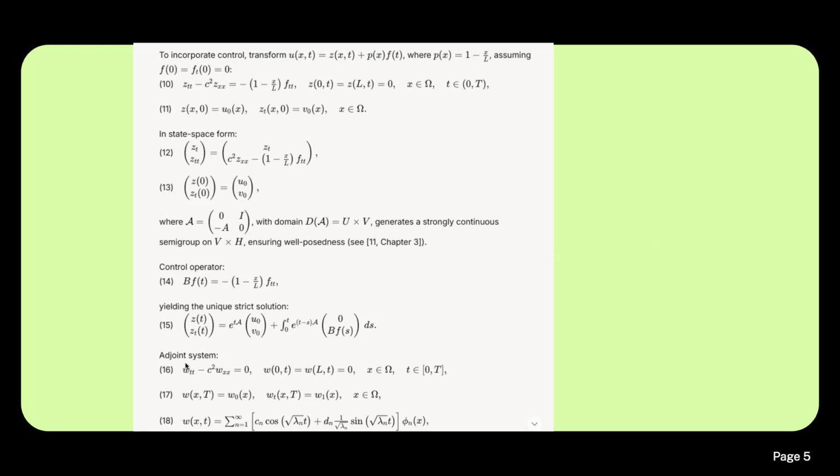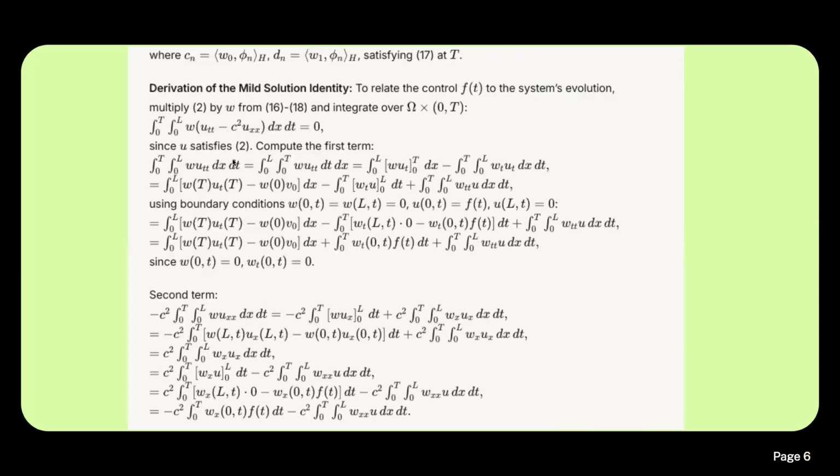Then we use the adjoint system, w_tt minus c squared w_xx equals 0, without the control part on it. And w(x,t) is the solution of this (16),(17). Then we build a mild solution identity. Okay, we build a mild solution by using a calculation technique. The purpose is to release the control F(t) to the system (1),(4). Okay, we multiply by, remember, u, right?